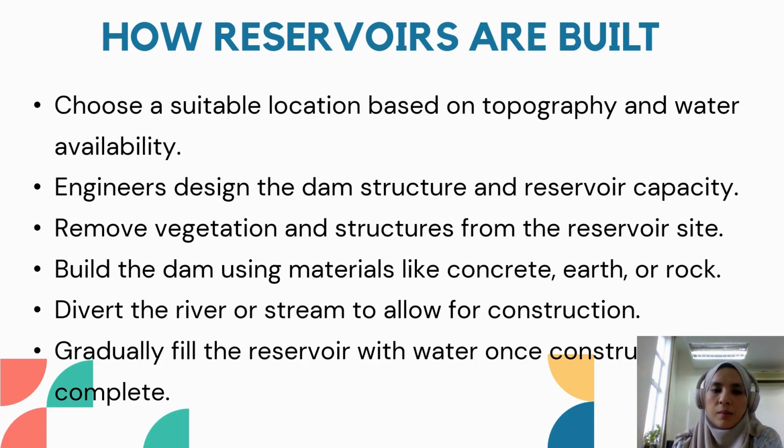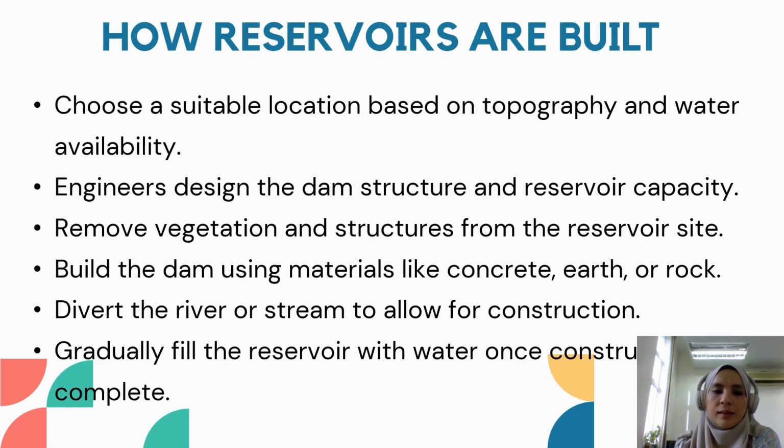For the first step, choose a suitable location. The first step in building a reservoir is selecting an appropriate site. This involves a thorough assessment of the topography, water availability, and environmental impact of the area. Engineers will evaluate different locations to determine the most suitable one for creating a reservoir that can efficiently store the water. The chosen site must have the right conditions to support a large water body and withstand the pressure and the weight of the stored water.